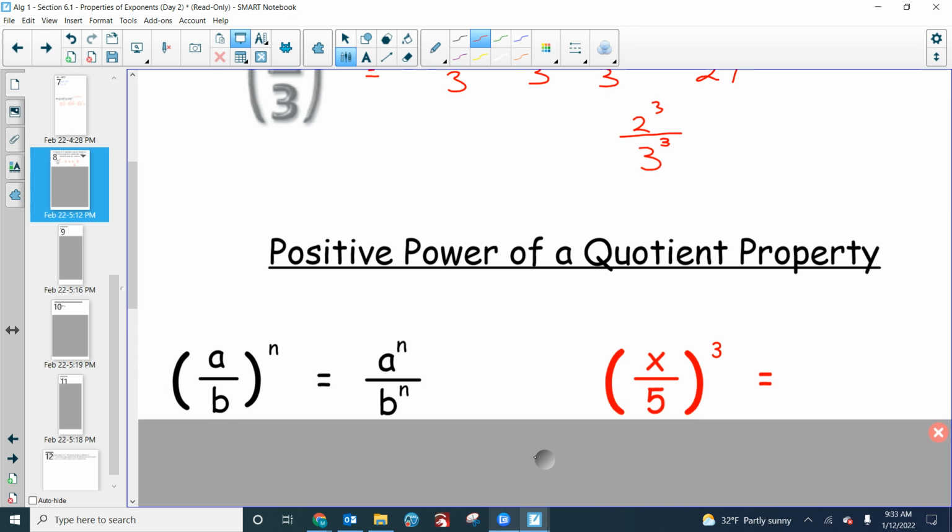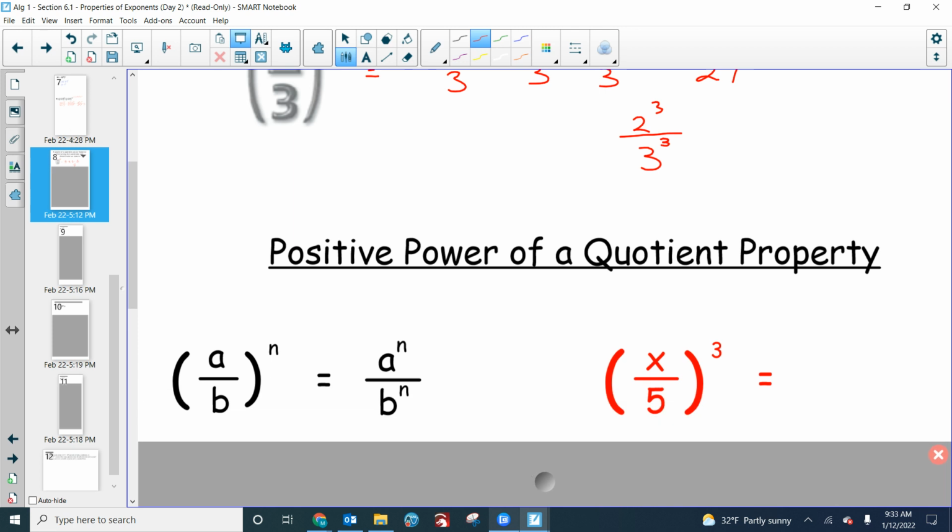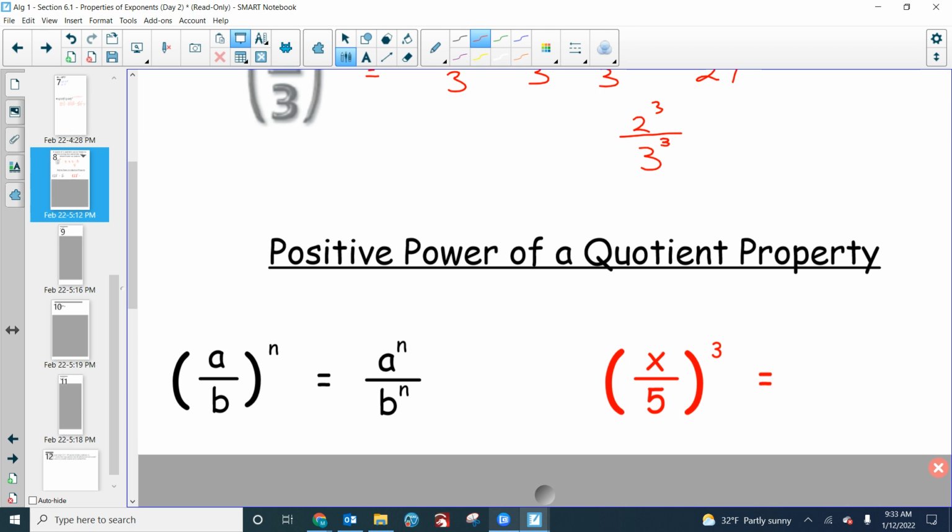Do not forget, exponents are repeated multiplication. Let's do this one. How could I rewrite x over 5 to the third power? Who can raise their hand and tell me? Let's go with some different people here. Ethan, what do you think? X over 5 raised to the third power. That's x to the 3. Yep. Over 5.